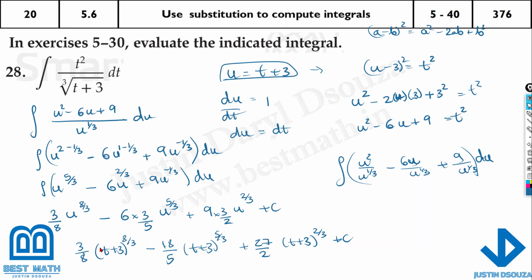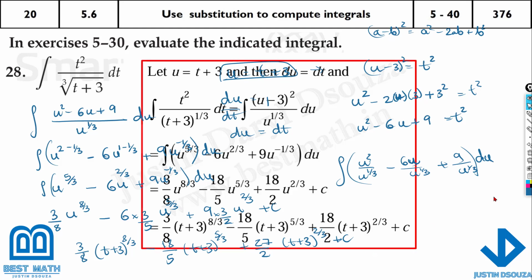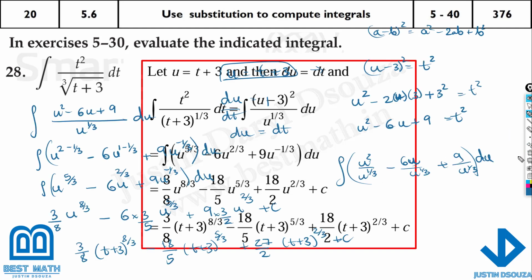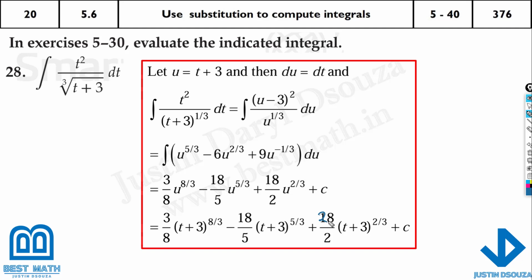Okay, thank God. Whatever I did, this is absolutely correct. You can see here the same answer, but there is one error over here. What we had got is 27 by 2. That is the correct answer. It's not 18 here, 18 is for the previous one. This is 27 by 2. So this is how we solve this problem.